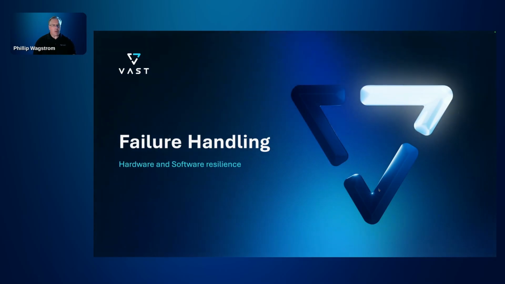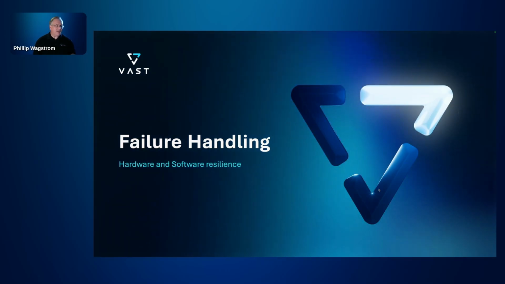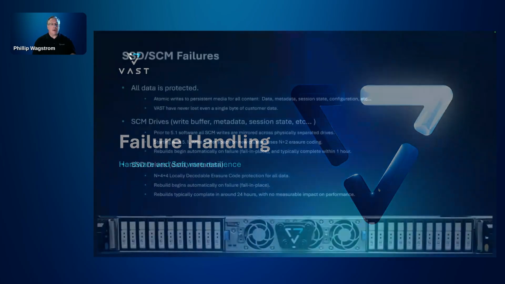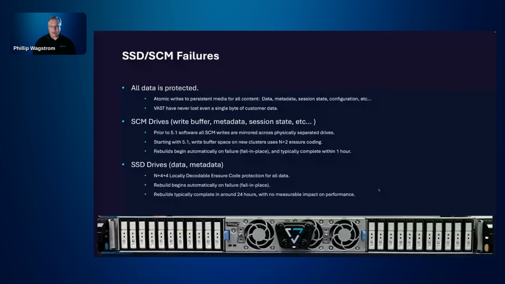So let's continue. Let's talk real quick about failure handling, how VAST does failure handling internally. Within VAST itself, all the data is protected. Doesn't matter when it comes in or how it comes in. All the writes are going to be atomic. Either a write happened or it didn't. We don't acknowledge a write to a client unless it's actually been written to storage.